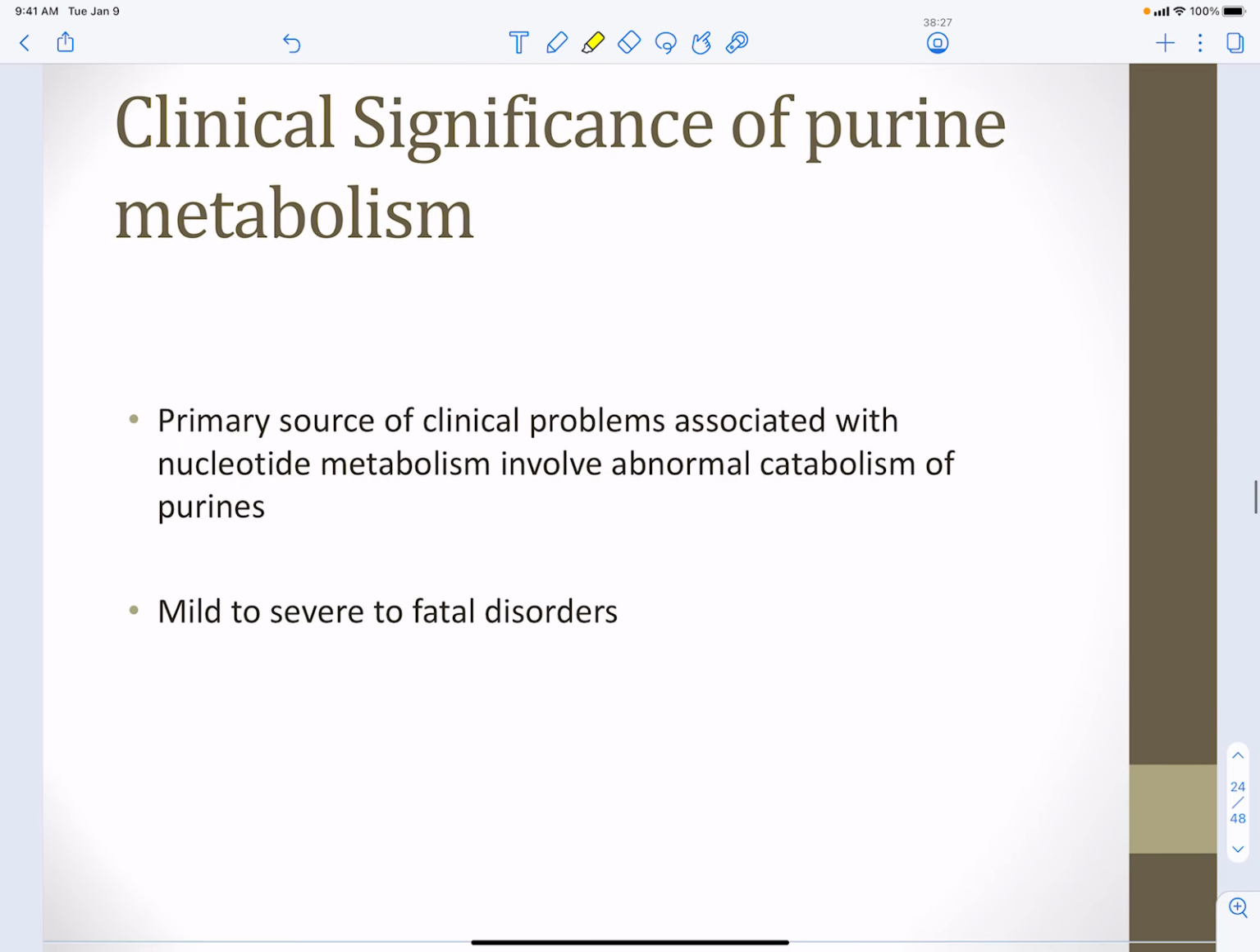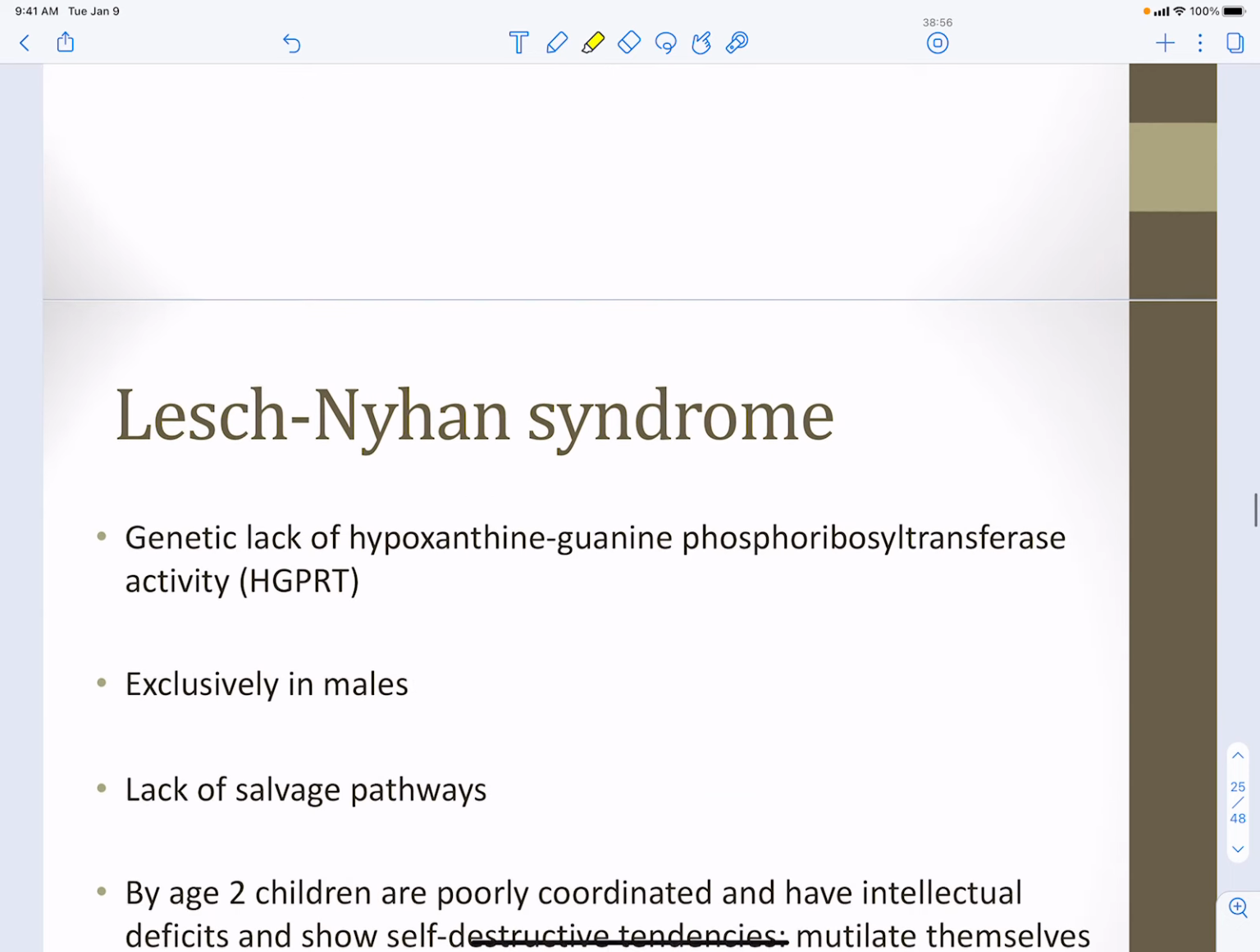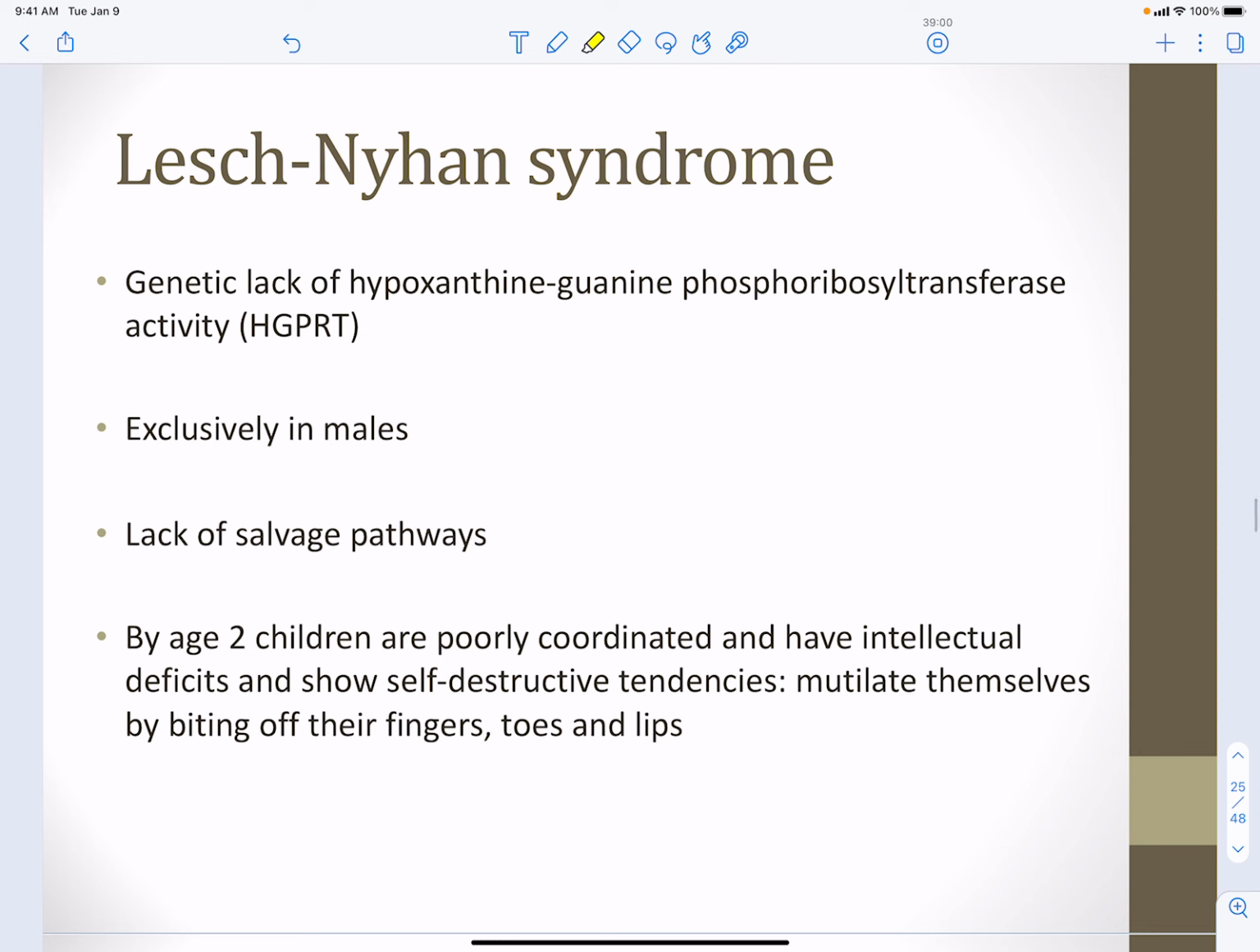So what's the clinical significance of this? And again, this takes a lot of energy to make your purines. A lot of diseases are associated with one even making that first activated ribose, as we talked about, Gout, for example. Also, there are other diseases involved in the salvaging of purine bases. And these different diseases can lead to very mild or fatal disorders. So I'll just go through a few of these.